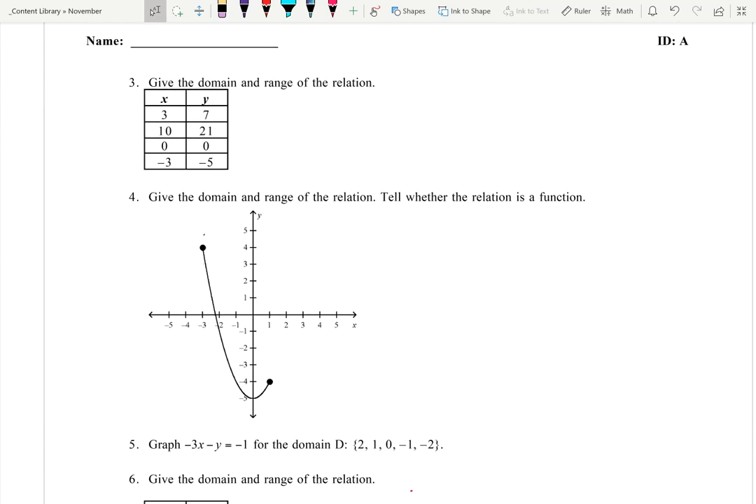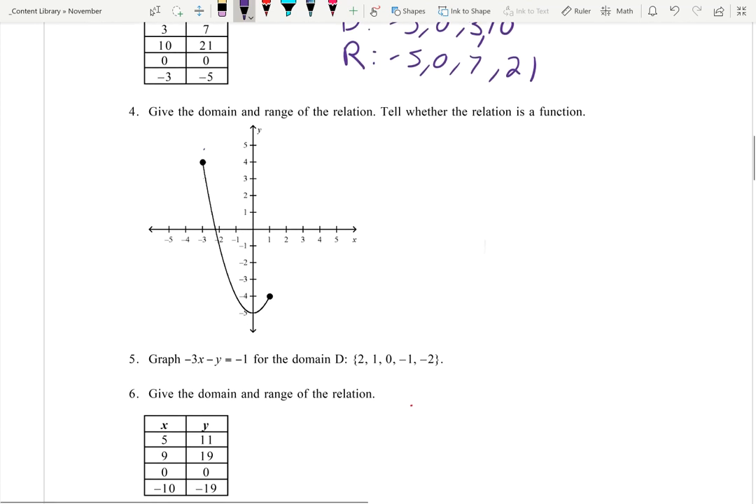Give the domain and range of the relation. Okay, so domain is x values again, and the range is y values. Now, this table is given to us already, so we know our domain is our x values, which in numerical order are -3, 0, 3, and 10. And our range is our y values. In numerical order, it's -5, 0, 7, and 21. All right, it's pretty simple.